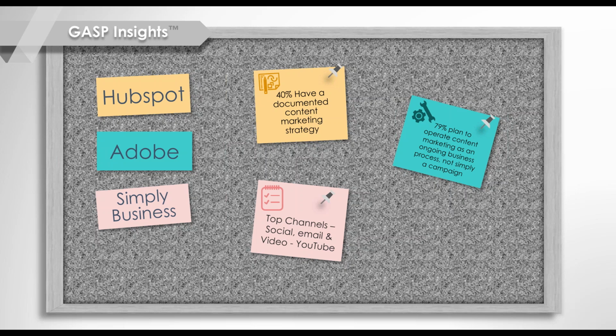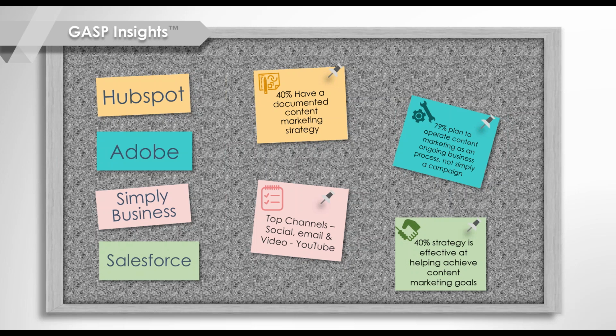Simply Business is another one to have a look at. We know that businesses' top channels for distribution of content are things like YouTube, social media, LinkedIn, Facebook, Twitter, email. Now, Salesforce has been key in this because, as a CRM business, customer relationship management, they're really interested in developing lead generation and nurturing those relationships. So have a look at the content they produce. 40% of businesses say that strategy is effective in helping achieve content marketing goals, but we see so many businesses who don't actually generate that.